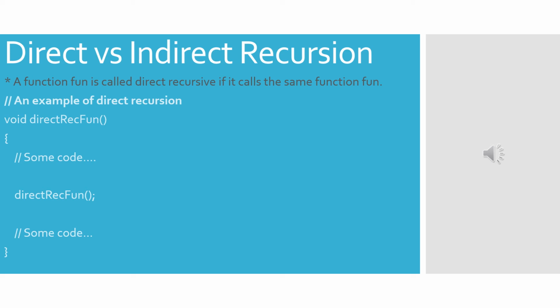A function fun is called direct recursive if it calls the same function fun. In this example we can see there is a direct recursive function, that is direct REC fun, and it is calling the same function. So this is an example of direct recursion.